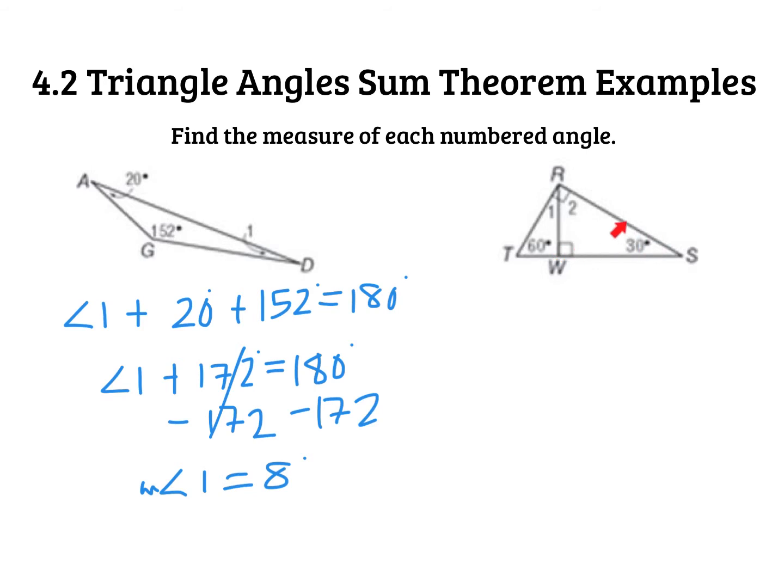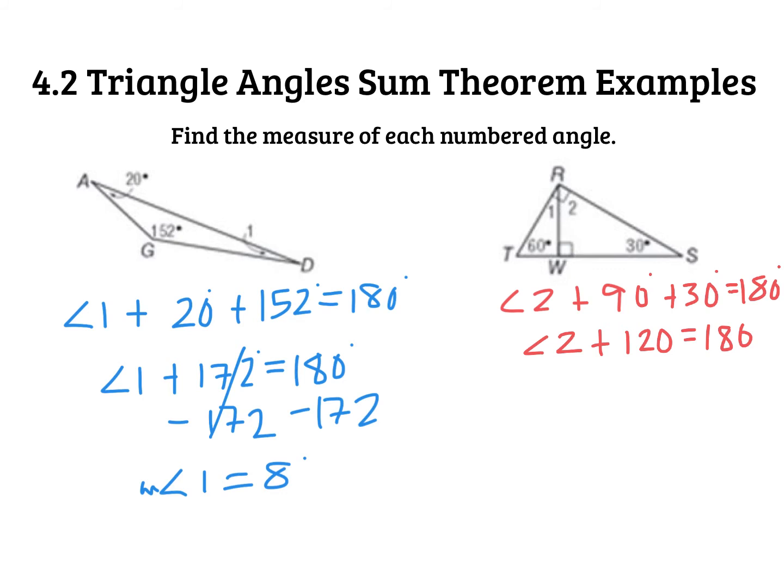Now this here, we have a right triangle, right? Here at W, we have 90 degrees. We have 30 degrees at S, and now we're missing the value of angle 2. So I'm going to do this in red. I have angle 2 plus 90 degrees plus the 30 should equal 180. Right? So if I combine like terms, I have angle 2 plus 120 equals 180.